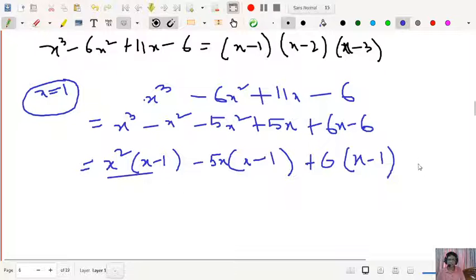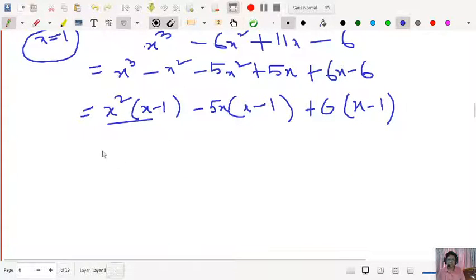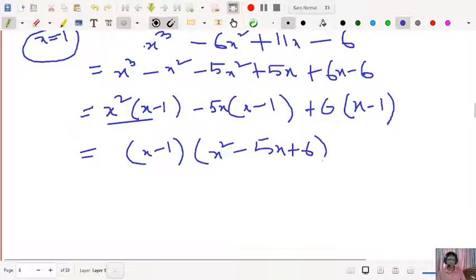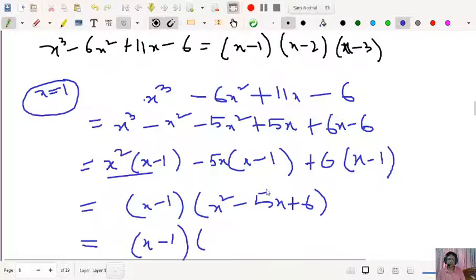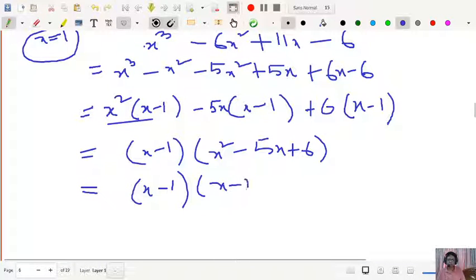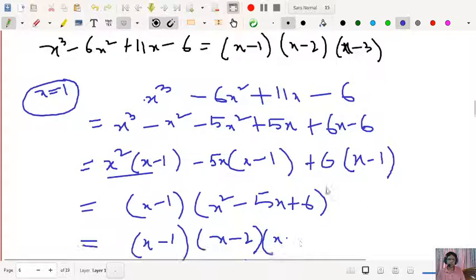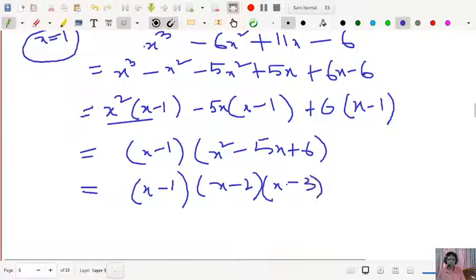Is that clear? So from the last step, you take x minus 1, and whatever remains inside is a quadratic. You know how to do the quadratic factorization by the middle term split, so it will give you x minus 2, x minus 3. Have you understood?